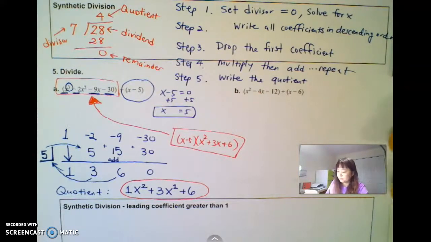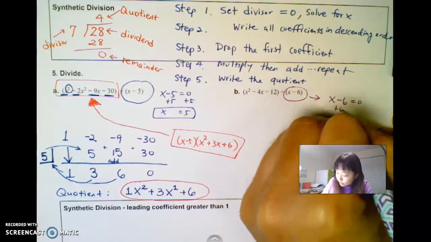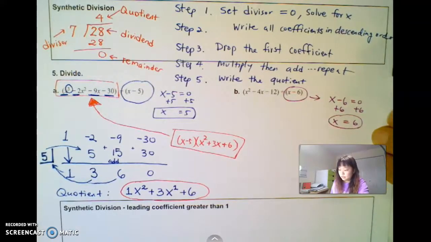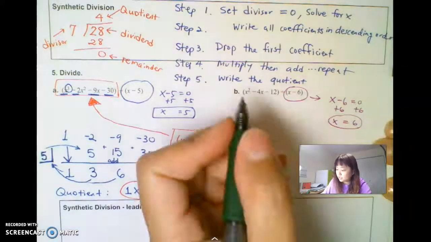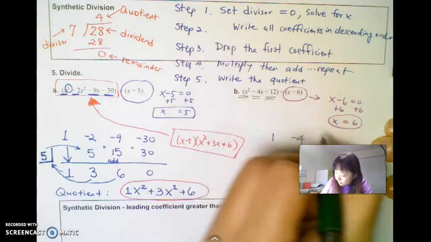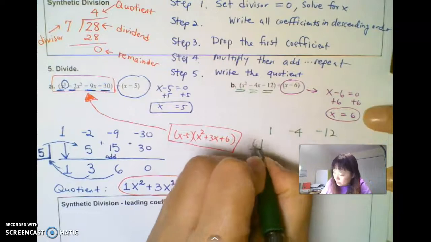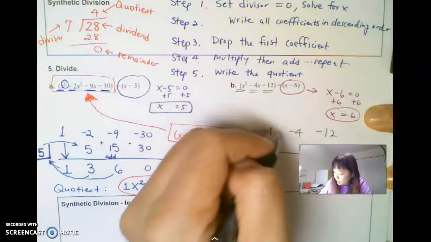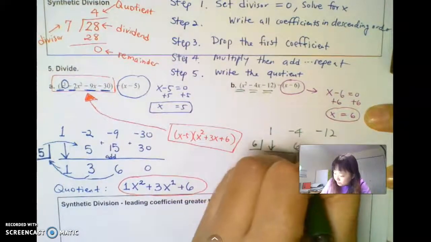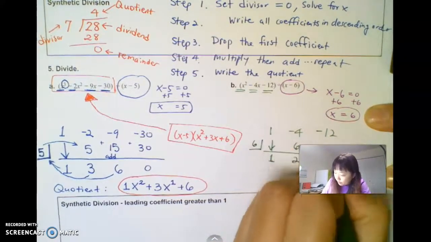Alright. Step 1, set this equal to 0 and solve it. Okay, 6. Step 2, write all the coefficients in descending order. So 1, negative 4, negative 12. Now we're going to divide this by a positive 6. Okay, drop the first coefficient, so it's 1. Now we multiply, then we add. Now we multiply, then we add.